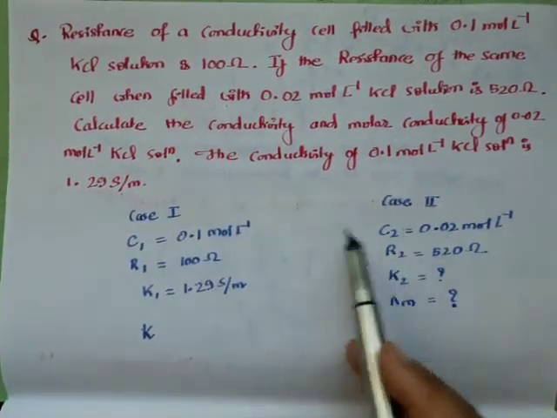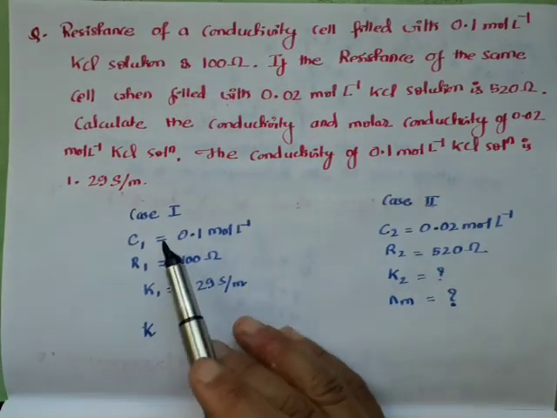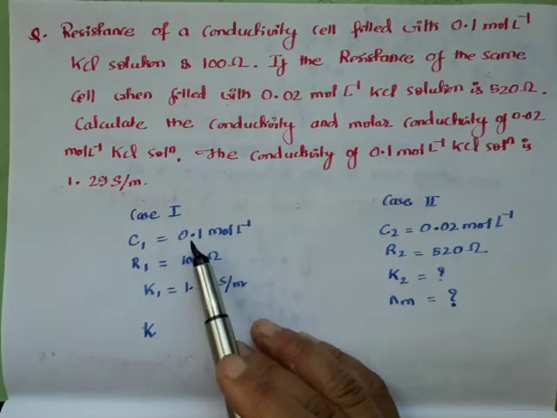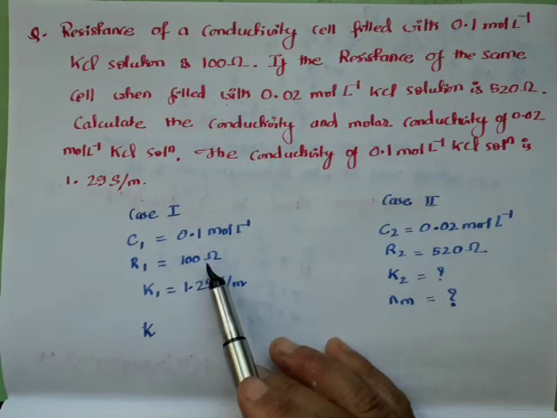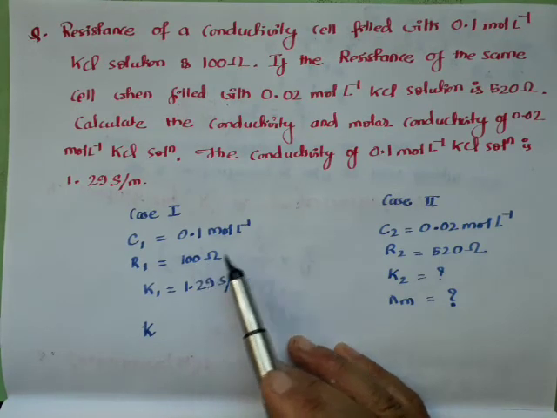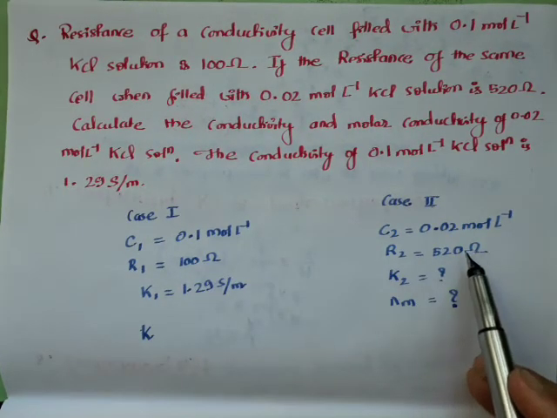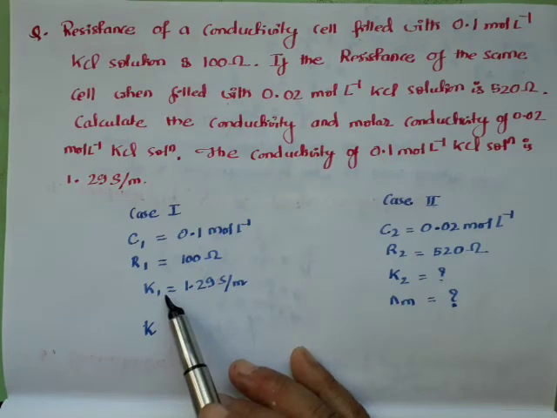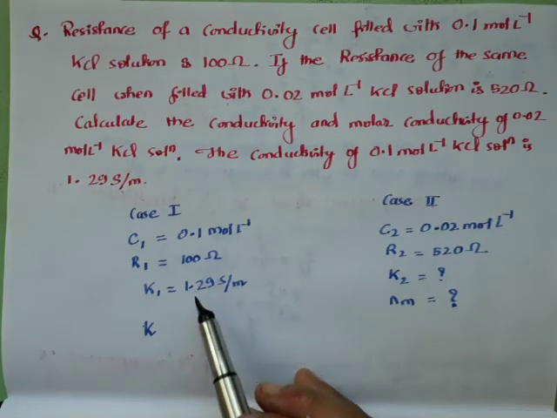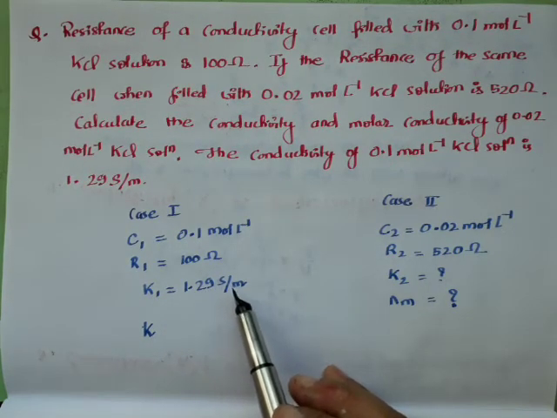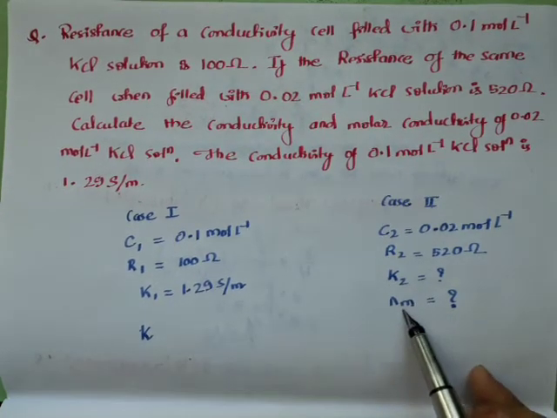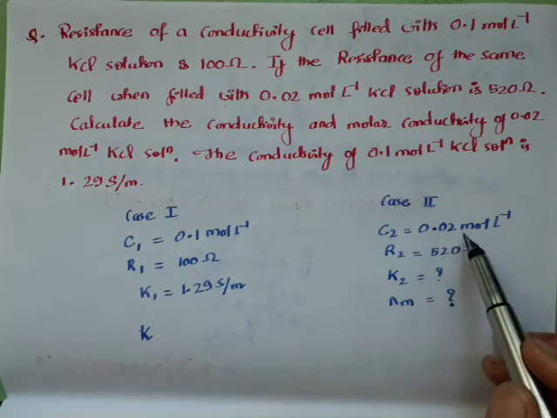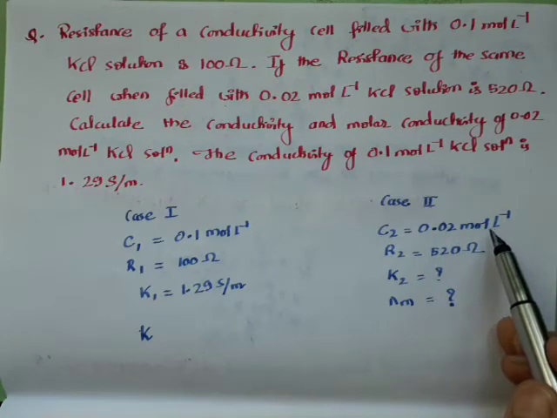Okay, now there are two cases. We just change the concentration, the cell is the same. In the first, the concentration is 0.1, and in the second we change the concentration to 0.02. So the resistance also changed from 100 ohm to 520 ohm. The conductivity of the first cell is given, 1.29 Siemens meter inverse, and you need to calculate the conductivity and molar conductivity of the 0.02 mole liter inverse KCl solution.